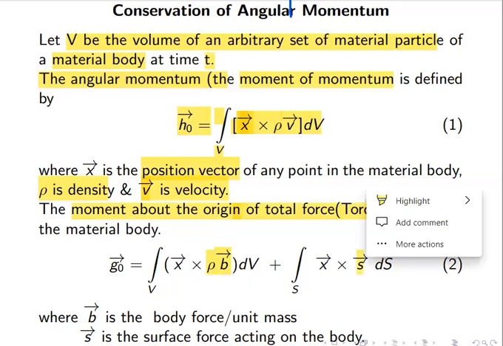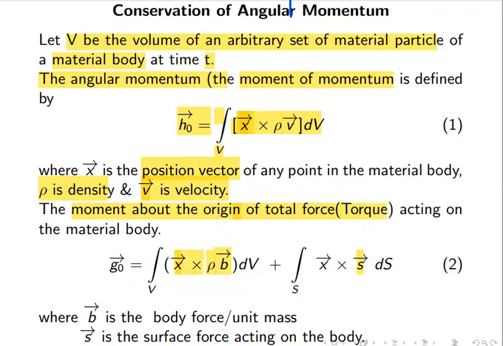And then I want the torque, that is x cross rho B and x cross S. For the body force it is a volume integral, and for the surface force it is a surface integral, and let us call that G naught. What is B? B is the body force per unit mass, and S is the surface force acting on the surface of the body. Here the surface must come, so let us write that on the surface. Let us call that equation 2.